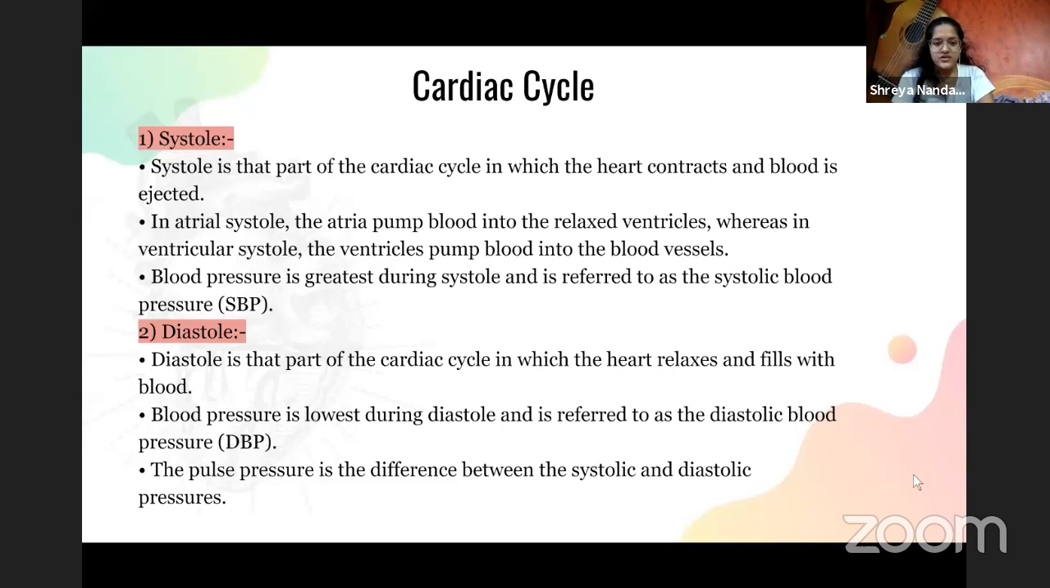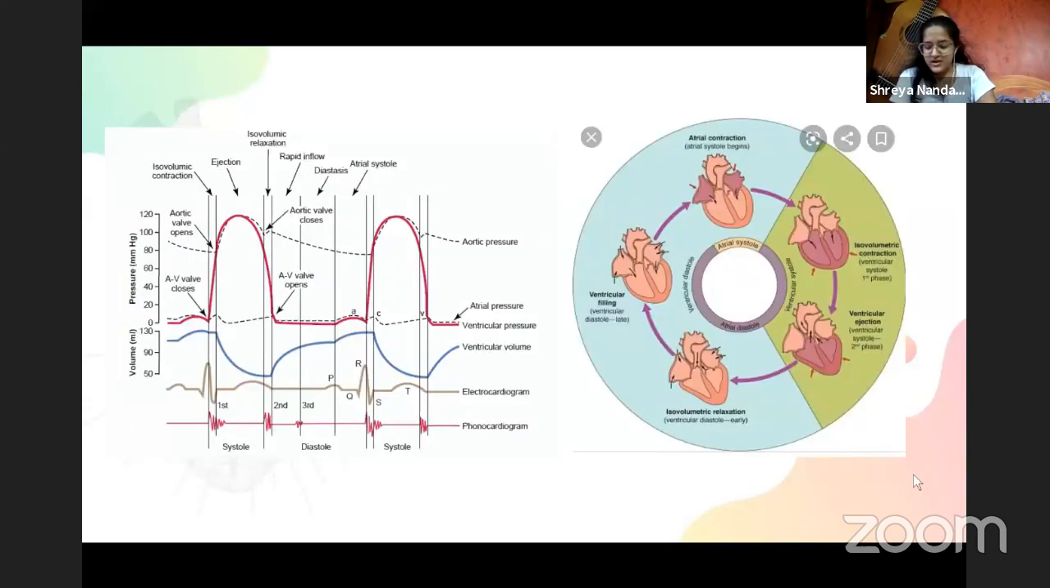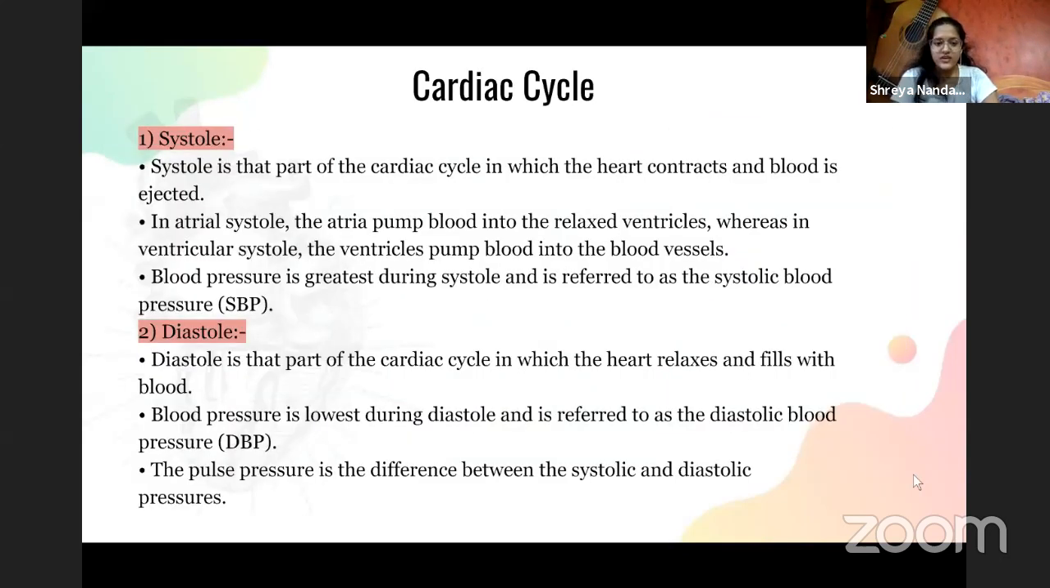First we need to talk about some of the basics. For example, there are two basic phases of movement that the heart undergoes, which are the systole and the diastole. Systole in simple terms means contraction, and diastole in simple terms means relaxation of the heart.